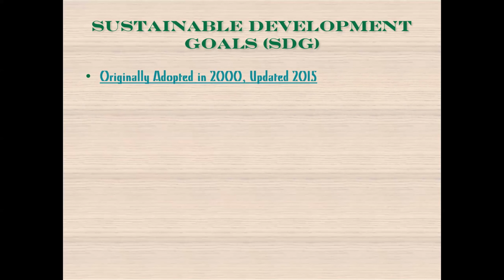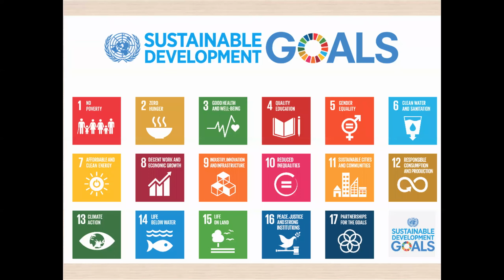The Sustainable Development Goals. These were originally adopted in 2000 and updated in 2015. 17 goals, and here they are. So these sustainable goals have all kinds of, from no poverty all the way to peace, justice, and strong institutions, life and climate action, industry, affordable and clean energy, all the things here in the news, basically, gender equality, education, clean water, and sanitation, a lot of things that we in the US, frankly, take for granted.